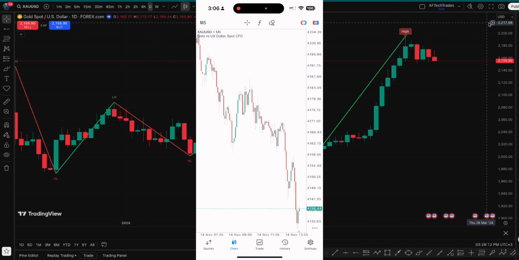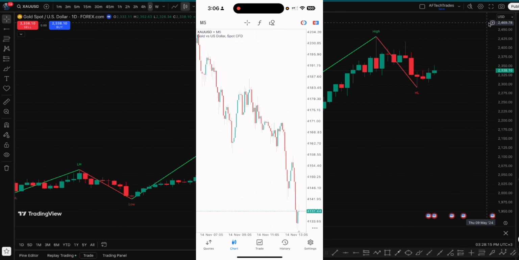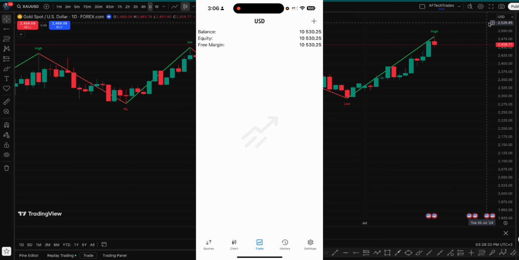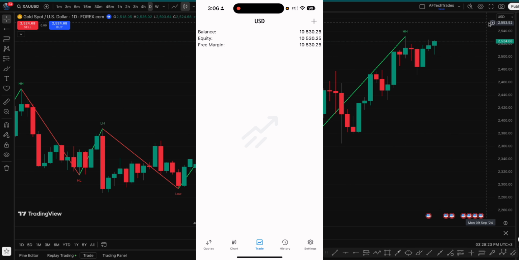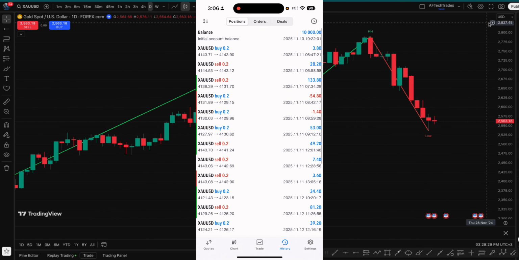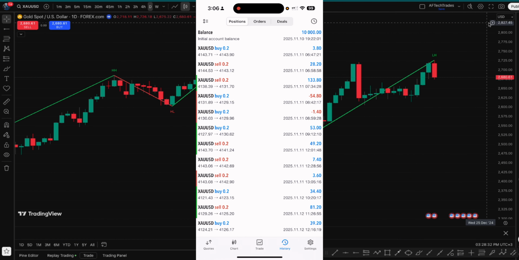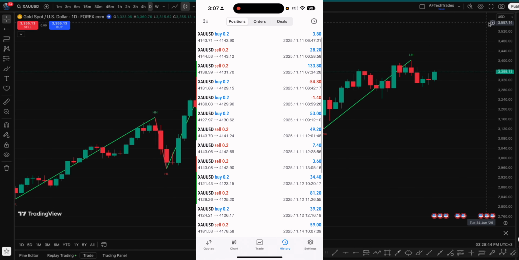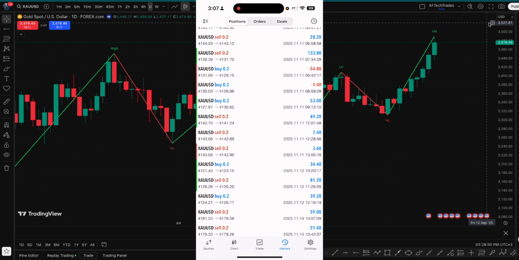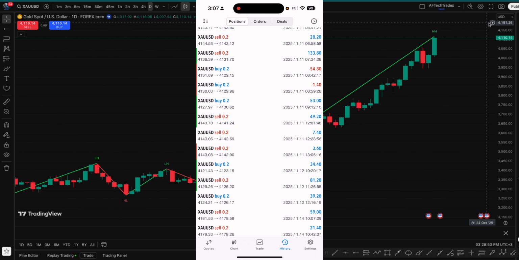So this is the live account. You can see this is a live account, and it was a $10,000 account, and you can see the profit on the account right now is $5,530, right? So if we go to the trade history, you can see the trade history. The initial balance was 10,000. You see the first TP was $3. We have $28, $133. We have a loss of $54.8. We have a loss of $1.40, which was a break even.